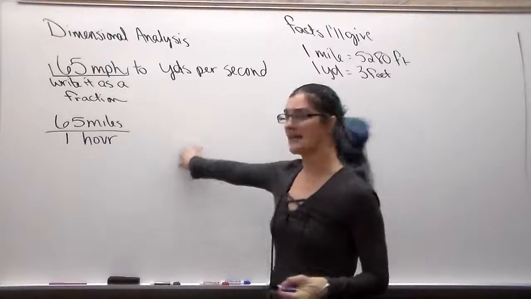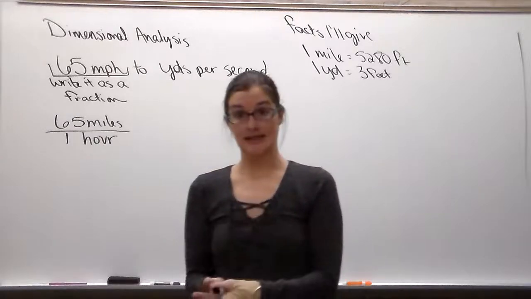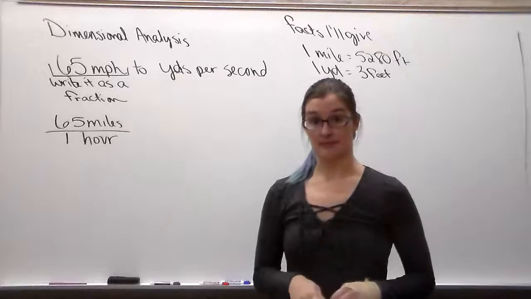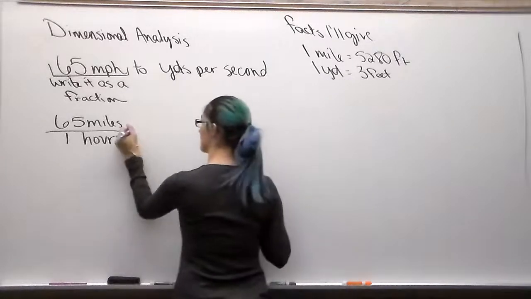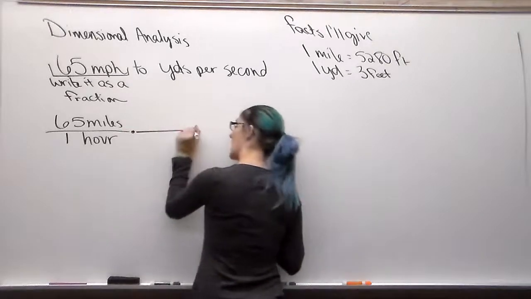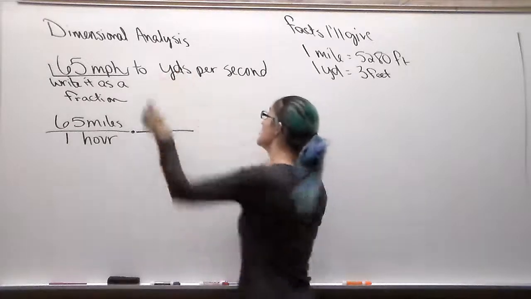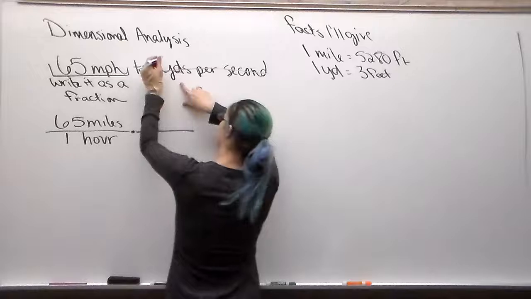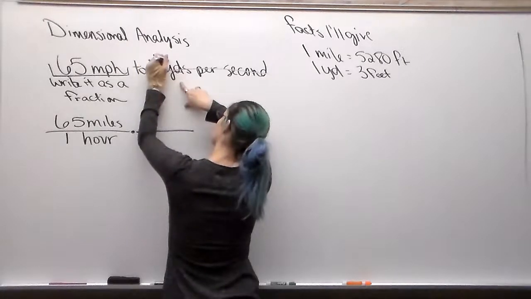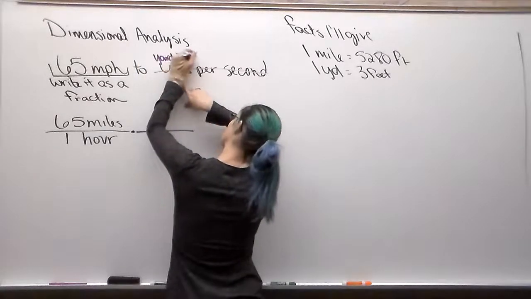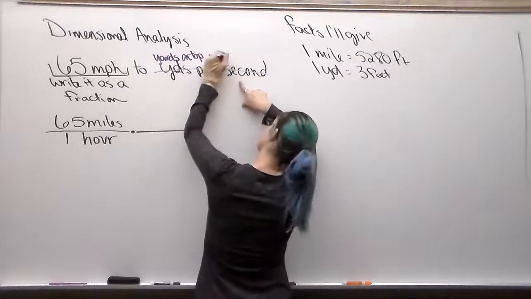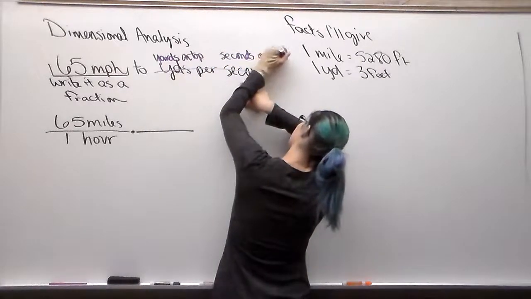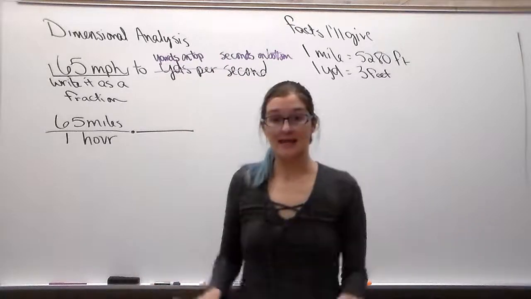So anytime you're told to change the units, what I want to do is multiply by a fraction every single time. So my first one, I'm going to multiply by a fraction. I don't really care about this, other than I know my answer needs to have yards on top and seconds on bottom. But other than that, I don't really care.